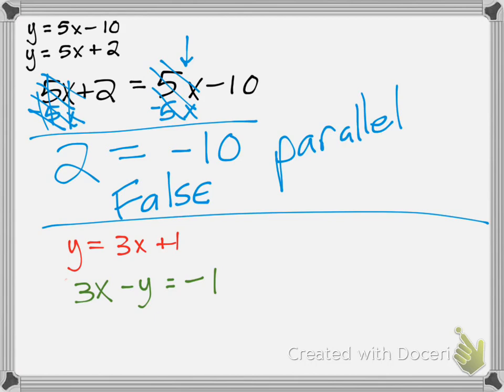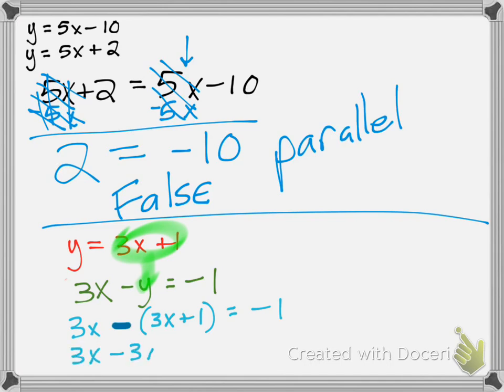So I'm going to plug all of this in for that y. So it's really 3x minus parentheses 3x plus 1 equals negative 1. So I'm going to distribute this negative sign to get 3x minus 3x minus 1 equals negative 1. I can combine like terms, and these are going to go away. I'm left with negative 1 equals negative 1, which of course is a true statement.